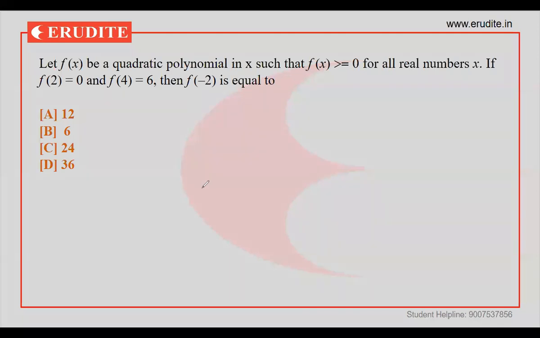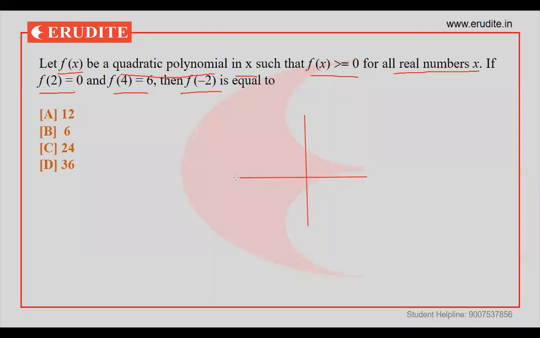Hello everyone. So we are going to discuss this question. This question came in CAT 2022 slot 2. What they're saying, let fx be the quadratic polynomial in x such that fx is greater than or equal to 0 for all real numbers x. If f2 is 0, then f4 is 6, then we have to find out the f minus 2. So this question is based on the quadratic equations.